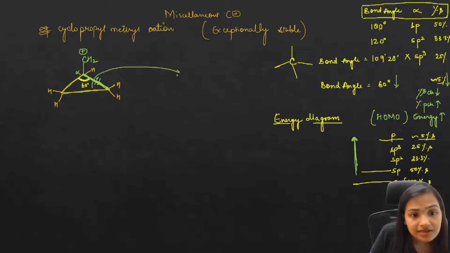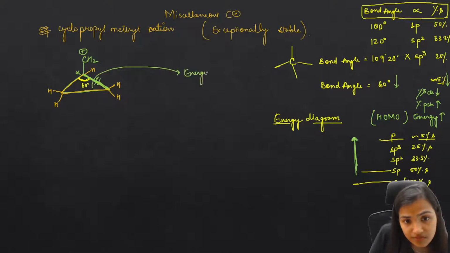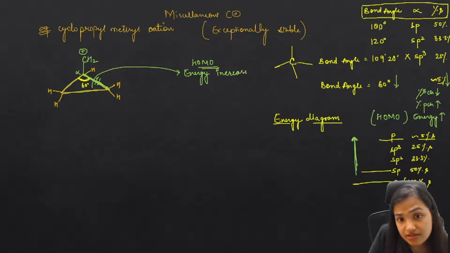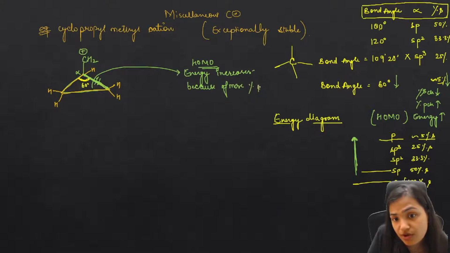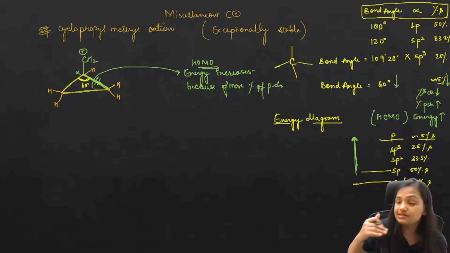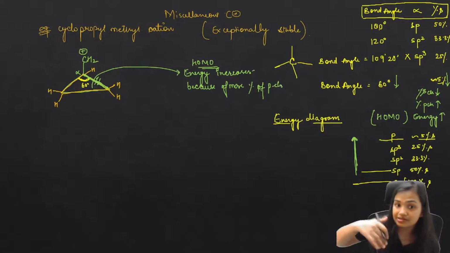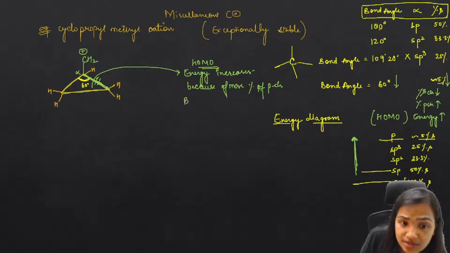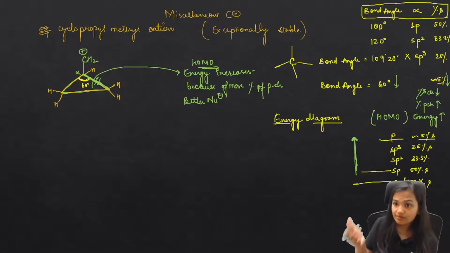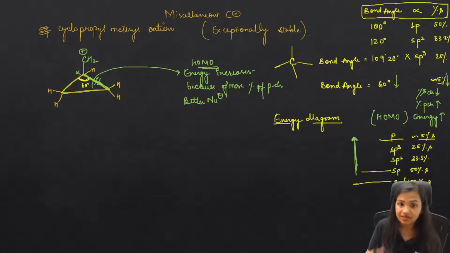I can say that the energy, that is the HOMO, highest occupied molecular orbital, energy increases because of more percentage of p character. As the p character increases, the energy increases. As the energy increases, this becomes a better nucleophile. This becomes a better nucleophile, okay, as compared to that of the other carbocations. Since this becomes a better nucleophile, now let me tell you.